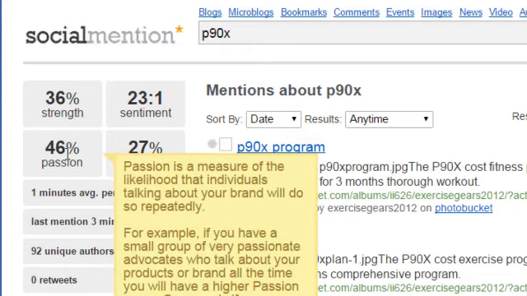And then of course we have passion. Passion is a measure of the likelihood that individuals talking about your brand will do so repeatedly. So for example, if you have a small group of very passionate advocates who talk about your products or your brand all the time, you have a higher passion score. So what this means is that there are people out there that are talking about P90X on a consistent basis. They're not just talking about it once, they're talking about it over and over and over again.